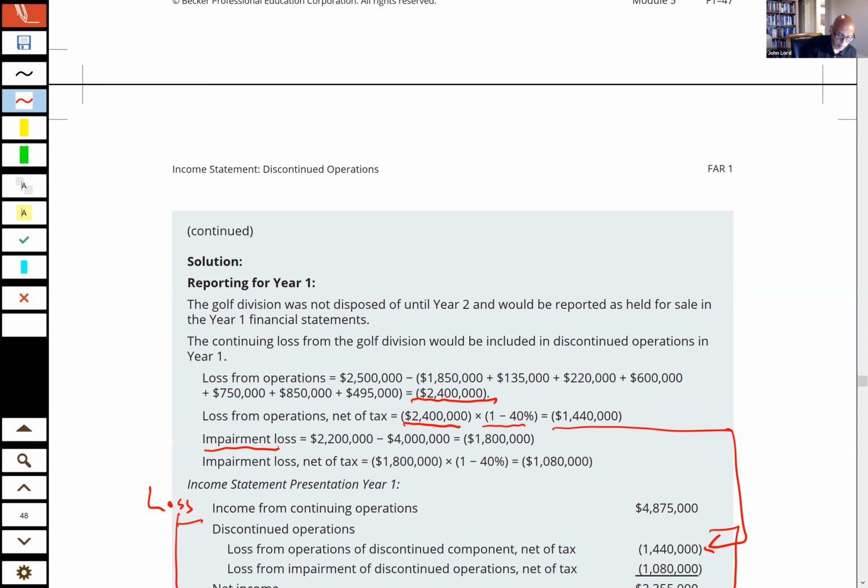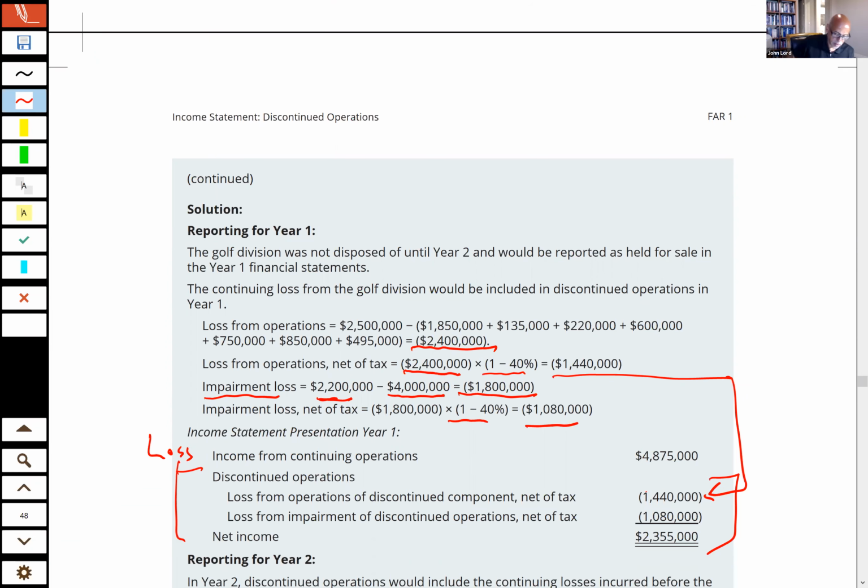Well, when you look at this thing, they told us that it had a book value of 4, but its fair value was 2.2. So we have an impairment loss here of 1.8, but again, we take that net of tax. So you take the 1,800,000 times the 60%, and now we have the impairment loss. We have the ILID.